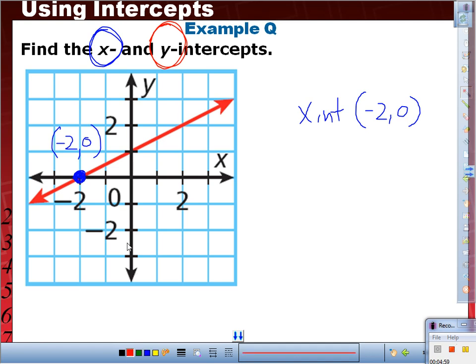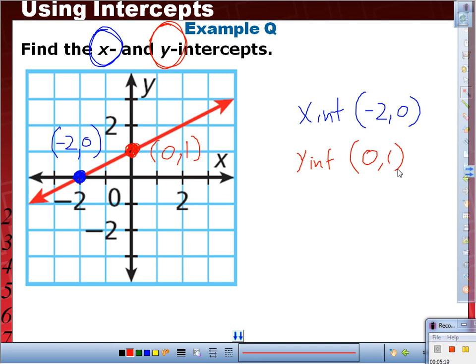Next, now I'm going to go to red because I need to identify the what? Y-intercept. Does everybody see where it crosses the y-axis? Right here, you place your point, label the coordinate. The coordinate is 0, 1. And on the side, you write y-intercept, 0, 1.